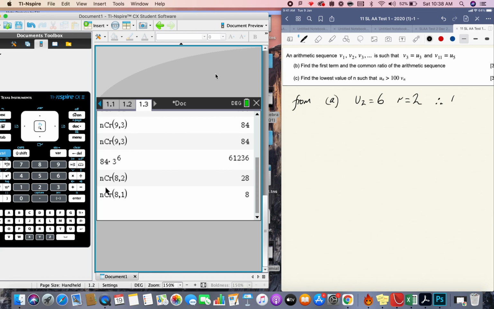Question B and C. So an arithmetic sequence V1, V2, V3, such that V3 is U3, V11 is U5. So this looks quite complicated, but basically we're going to build this second sequence, V's, based on the U's. So we need to go back to the U's. I've drawn across the information that we have from the U's.